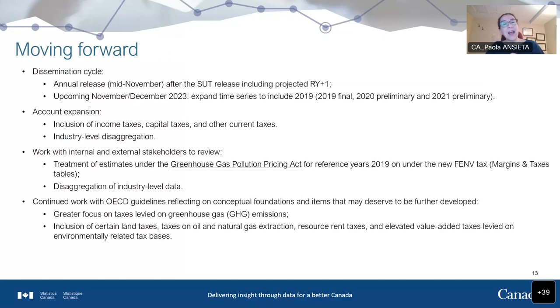And moving forward, after the expected release next month, we anticipate annual releases after the supply use table release. We would like to expand the account to include other taxes and provide a detailed industry-level disaggregation. As mentioned, we will form working groups with other related Government of Canada departments to incorporate estimates under the new GGPPA. Also, as mentioned, currently, the ETA is developed within the scope of taxes on products and production. For a full expression of the account, as per the SEEA Central Framework, the account could include income taxes on corporations and households, capital taxes, and other current taxes. This would be especially useful as income taxes can form a large portion of all government revenue collected in Canada.